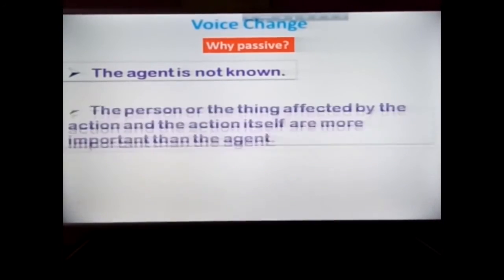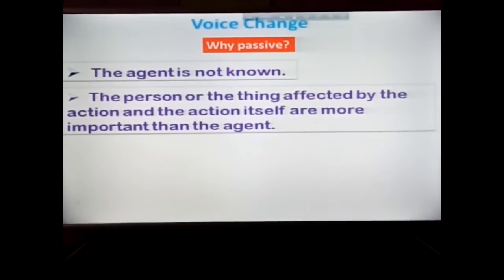Okay. Next, when a speaker or a writer considers that the person or the thing that is affected by the action and the action itself are more important than the agent, the speaker or the writer can use a passive sentence. For example, at school, you find some money missing from your school bag. And during the tiffin break, you go to your class teacher to complain about it, and you tell your class teacher like, "Miss, some money has been stolen from my bag." Now, you use this passive sentence, "Some money has been stolen from my bag."